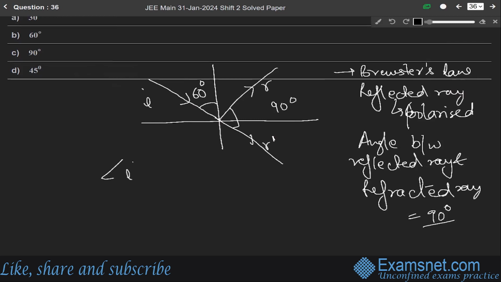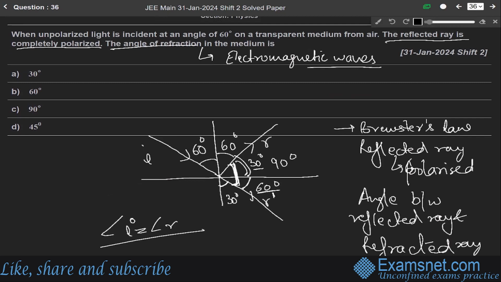Since we know that angle i equals angle r, if this is 60, this will be 60. If this is 60, this angle will be 30, since the whole is 90. Since all are perpendicular, this is the angle of refraction. So the angle of refraction is nothing but 30 degree. So the correct option is option A, 30 degree.